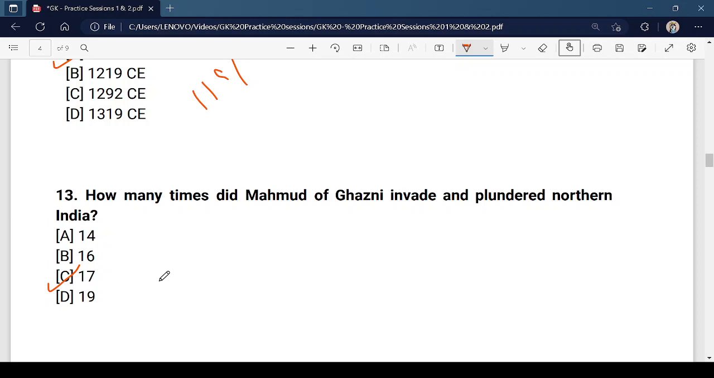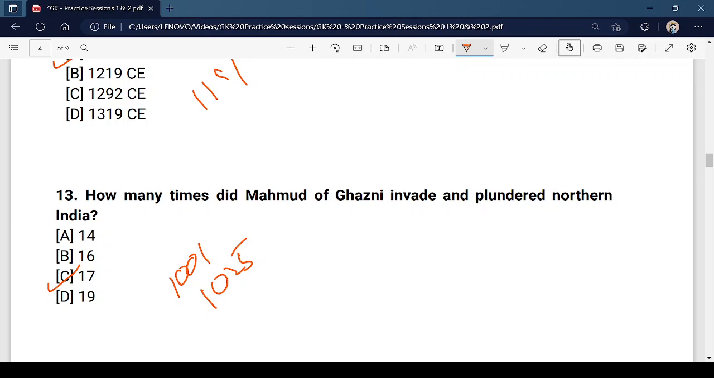That was from 1000 to 1025 AD. Over a span of 24 or 25 years, he attacked 17 times. He made his last attack on the Somnath temple.